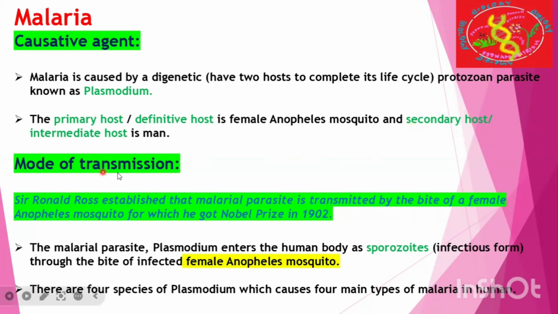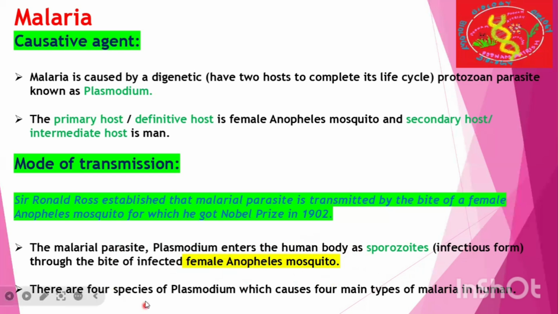Now, what is the mode of transmission of this parasite? So, first of all, Sir Ronald Ross established that malarial parasite is transmitted by the bite of a female Anopheles mosquito, for which he got Nobel Prize in 1902. Now, students, Plasmodium, one of the infectious stage that is sporozoite, enters into the human body via a bite of female Anopheles mosquito through saliva.